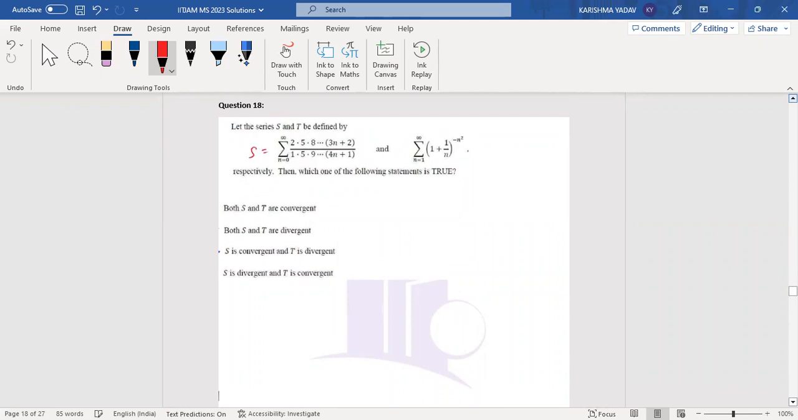Okay, this is my series S and this is my series T. We have to check whether these two series are convergent or divergent. So let's check for S. We have S like this: sigma n equals 0 to infinity, 2·5·8 up to (3n+2) upon 1·5·9 up to (4n+1).